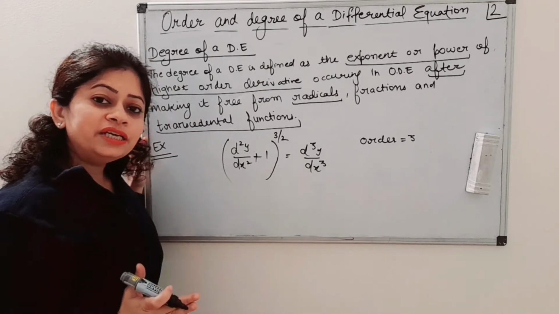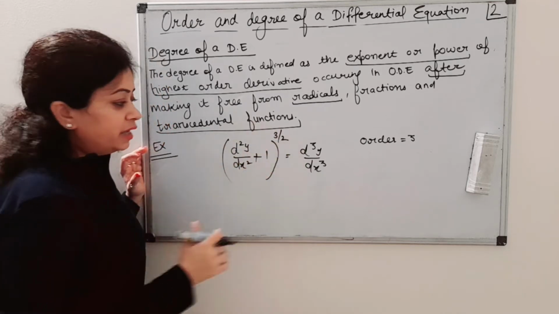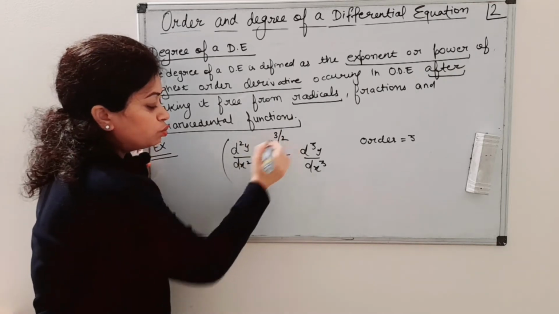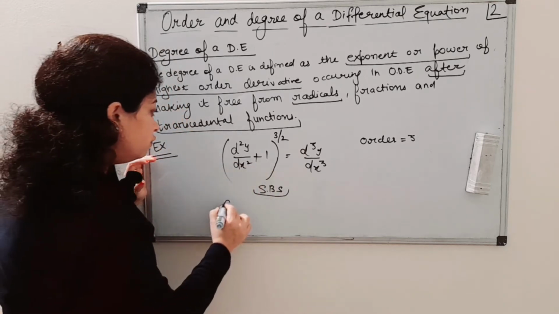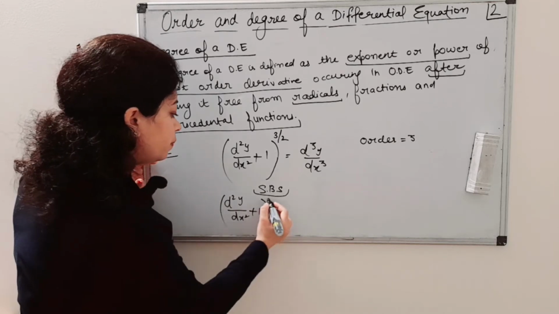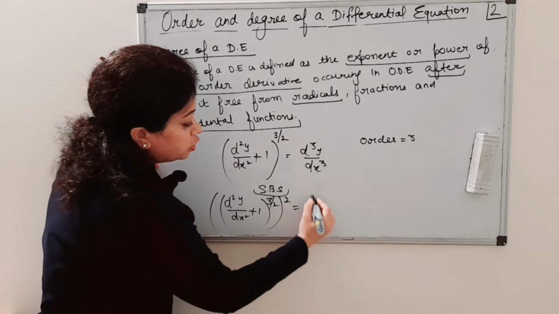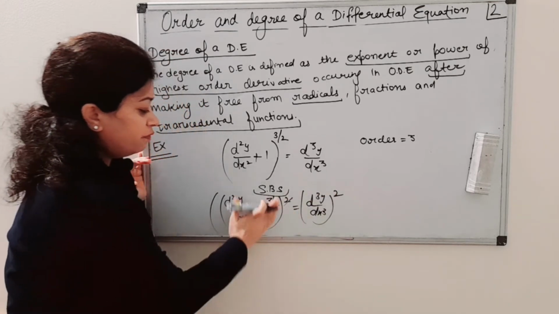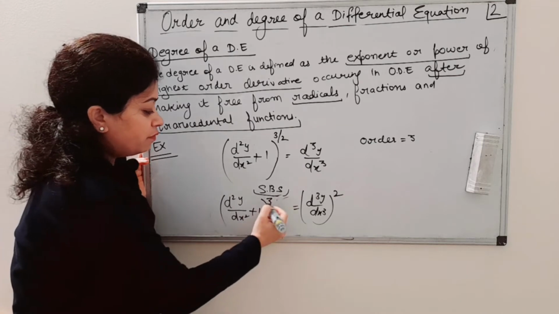When we need to check the degree, it has a fraction power, and it should not have this type of power. We have 3 by 2, so we will square both sides. Squaring both sides, what will we get? We will get d2y by dx2 plus 1 raised to power 3, because squaring both sides, 3 by 2 whole square, is equal to d cube y by dx cube raised to power 2. So here we have power 3, and on the right hand side we have power 2.